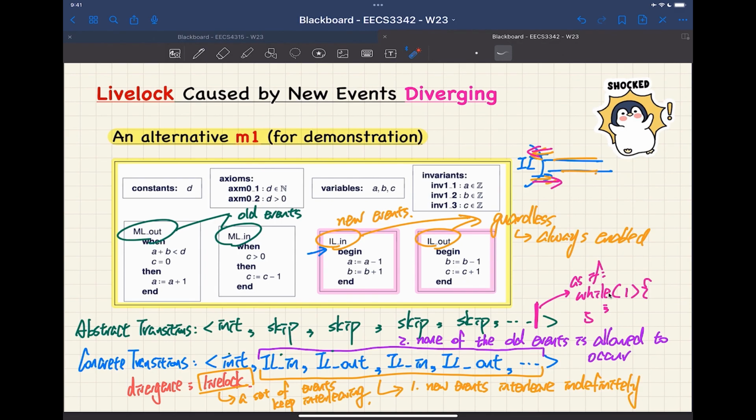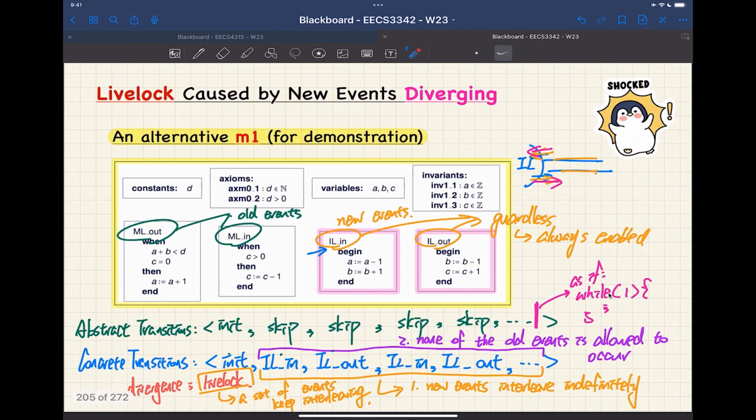Okay, good. The most important thing, number one, why we are using variants is because given an arbitrary model, they might diverge or have some livelock. In which case, we get new events indefinitely occurring or interleaving, which will prevent any old event from really getting executed. In that case, it will simply correspond to a series of skips in the abstract world, like busy waiting. So that's how we started.